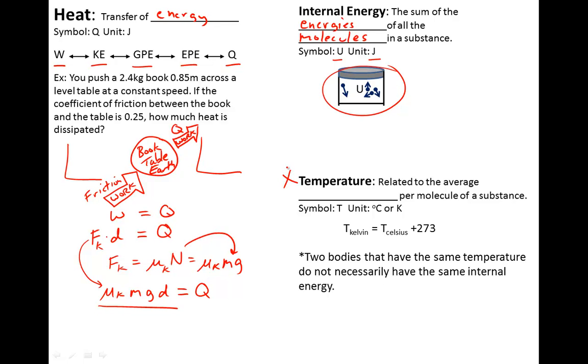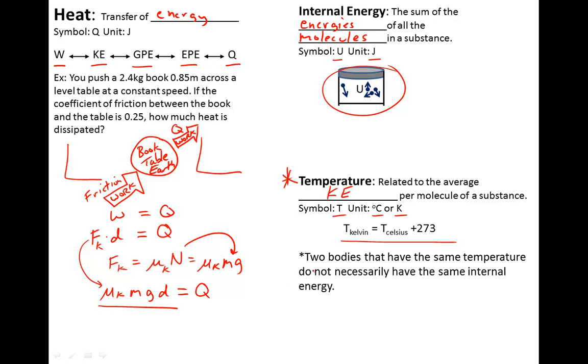Temperature is related to the average kinetic energy per molecule of a substance. Its symbol is T. The units can be in either degrees Celsius or in Kelvin. And remember that Kelvin can be converted from Celsius by adding 273 to Celsius to get the Kelvin temperature.